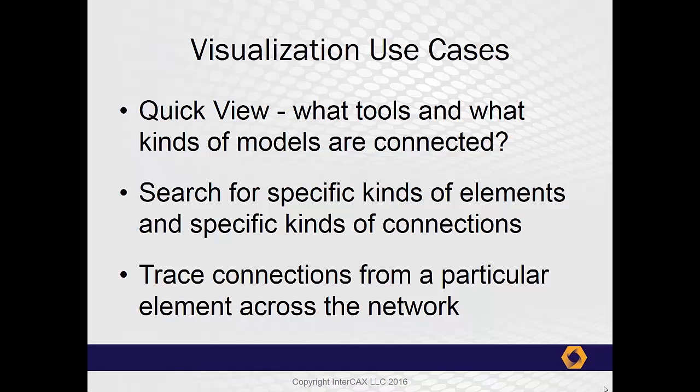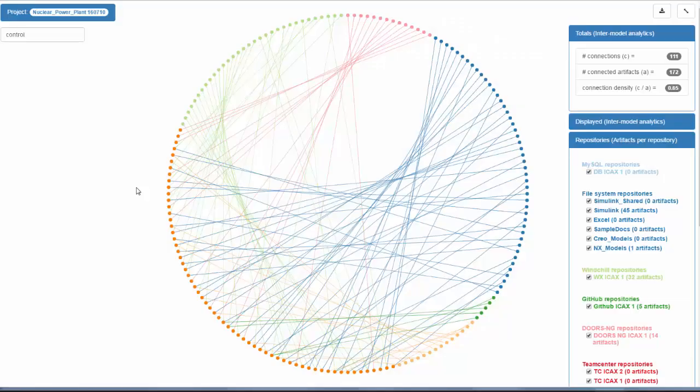In Syndeia 3.0, released July 2016, we introduced new interactive visualizations to support these use cases. A chord plot provides global visualization, a snapshot of what tools are connected and how densely. The statistics on the right for a power plant model show 172 elements engaged in 111 connections.